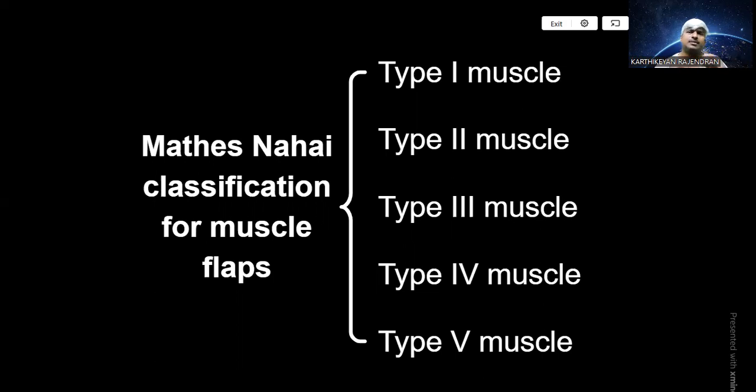For this, we can simply remember it as a mnemonic. Type 1 muscle is tensor fasciae latae, situated laterally in the thigh. Type 2 muscle is gracilis, situated medially in the thigh. Type 3 muscle is gluteus maximus, situated posteriorly, and sartorius is the type 4 muscle, segmental supply, situated anteriorly. Type 5 muscle is latissimus dorsi. So remember like this: laterally tensor fasciae latae, medially gracilis, posteriorly gluteus maximus, anteriorly sartorius, and then latissimus dorsi.